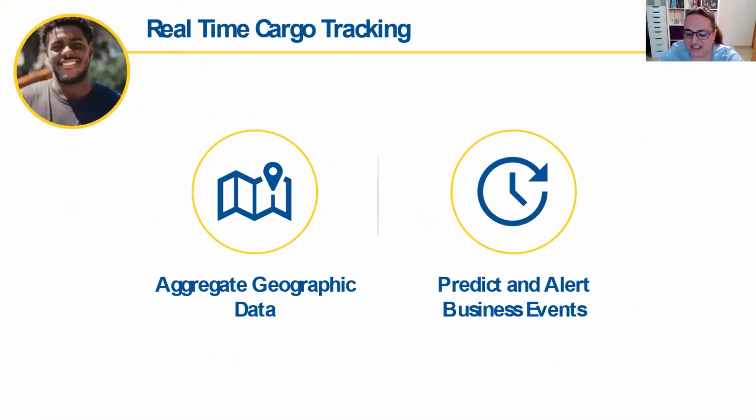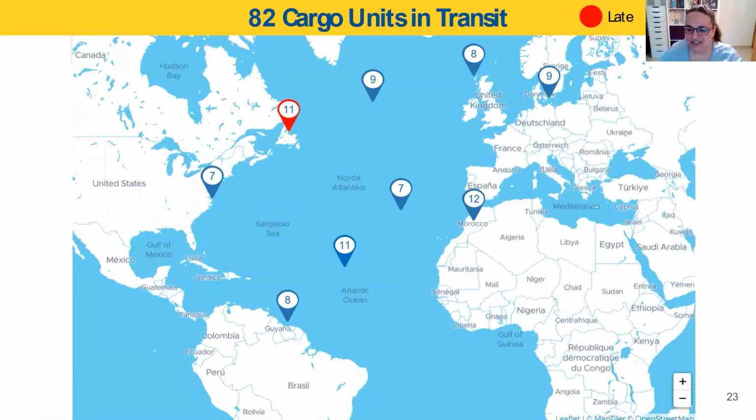Other than aggregating this data, you want to be able to use the data that you have, historical data and the new data, to predict and alert for business events. One of the most important business events in the logistics industry is: is the cargo going to be late? Because if it's late, I need to start handling it right now, because I'm going to run out maybe in a few days and I need to make sure that I have products that can replace the things I'm running out of. And so we actually identified and predicted what things are going to be late and highlighted those.